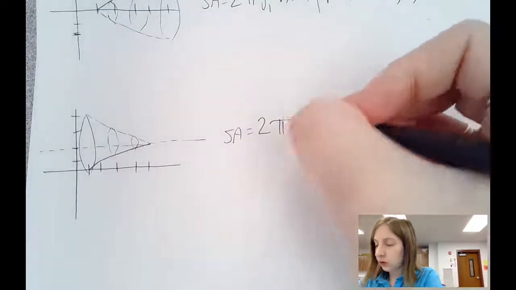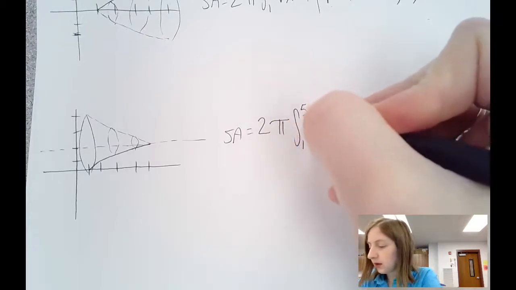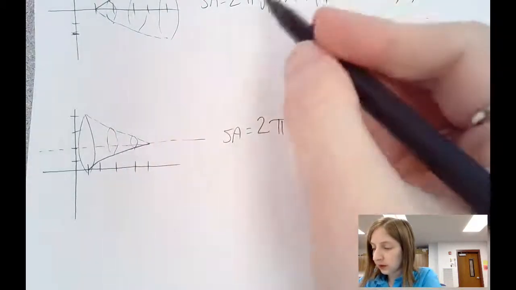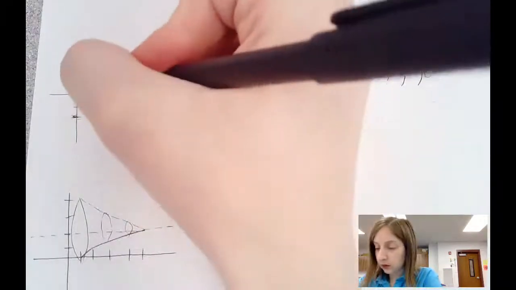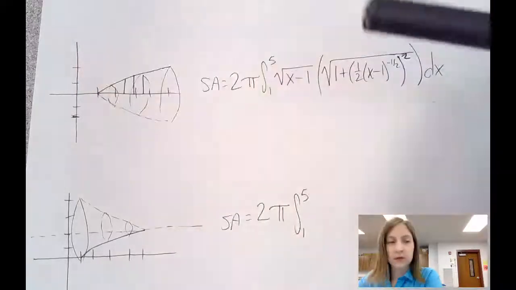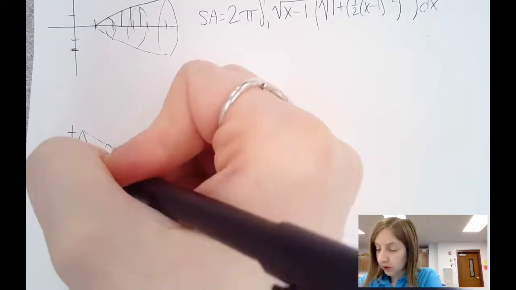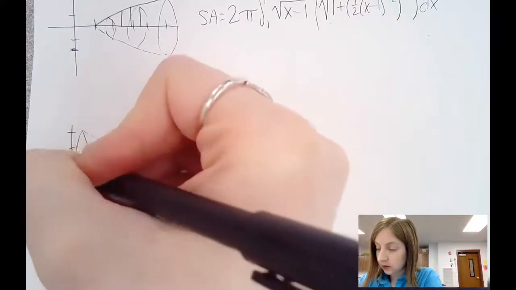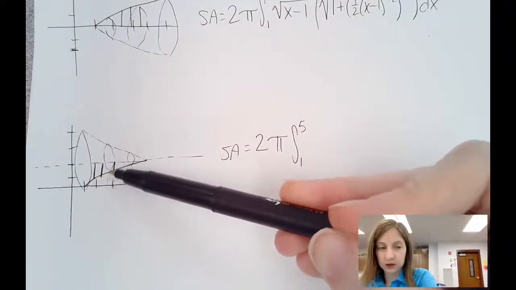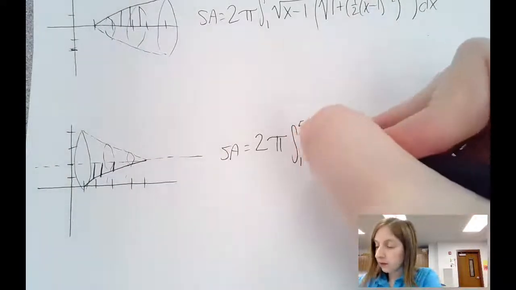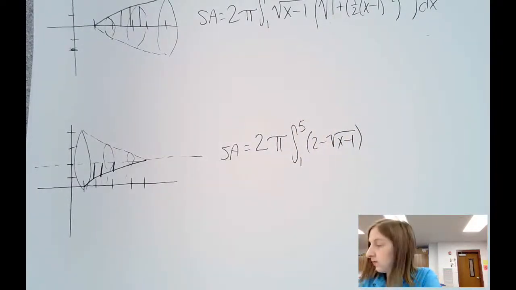So 2 pi again, from 1 to 5. This time, this radius piece is not like it was here, where the radius was just from the axis to our curve. This time it's not. From the axis to the curve would be down here. We don't want that. We want this. So it's to take away from the axis to the curve. So that's again just that radius.